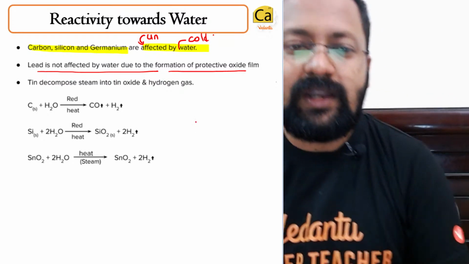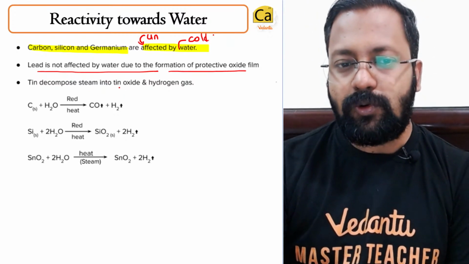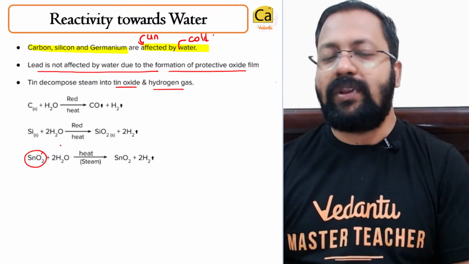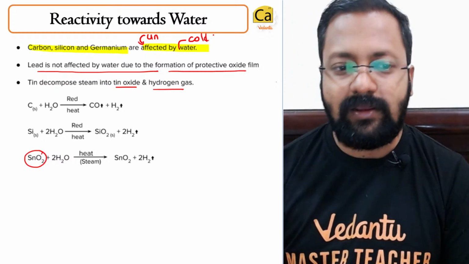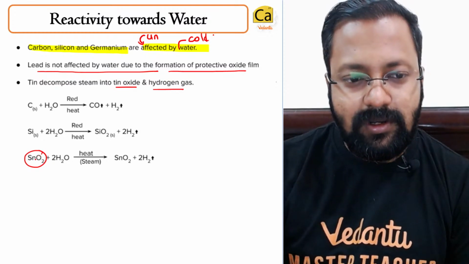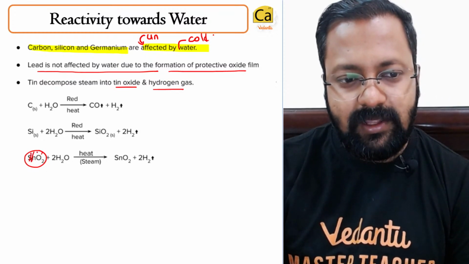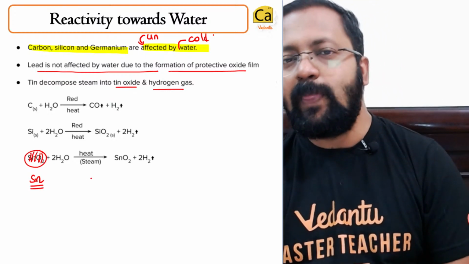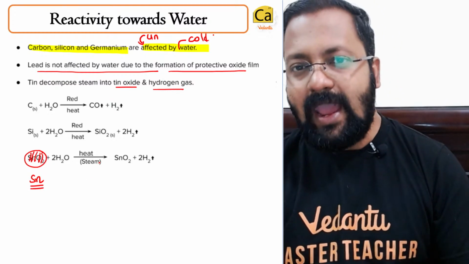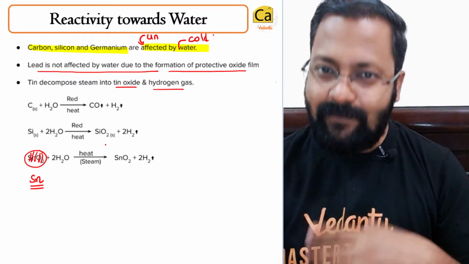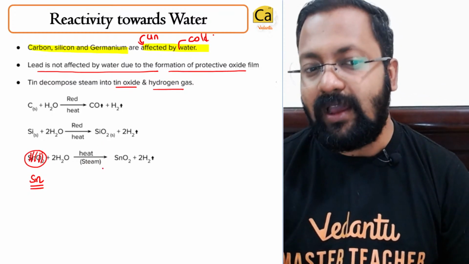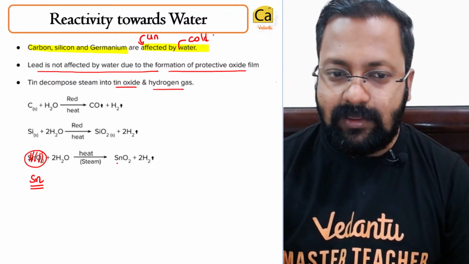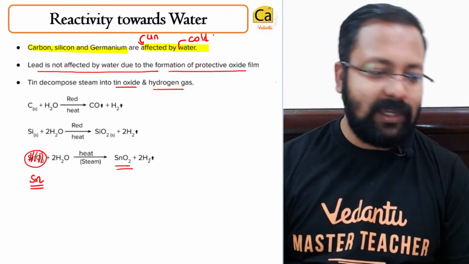Tin decomposes steam into tin oxide and hydrogen gas. So if you want to react tin oxide, okay, sorry, it should not be tin oxide, it should be tin. If you take tin, then tin will react under elevated temperature condition where you have water in the form of steam, and that will create tin oxide and hydrogen.